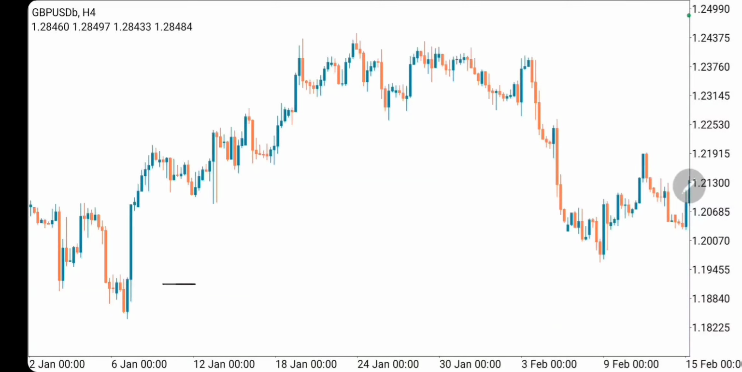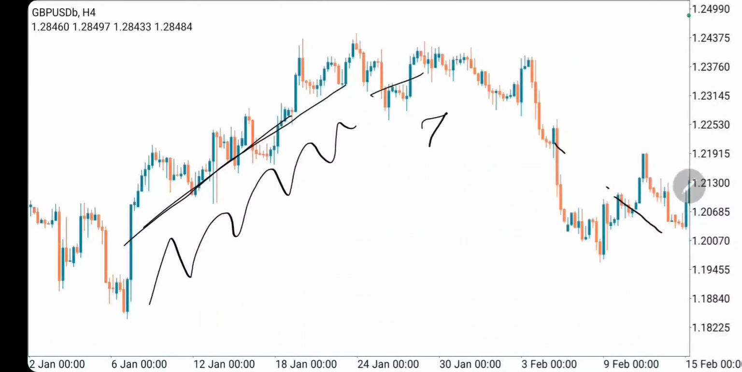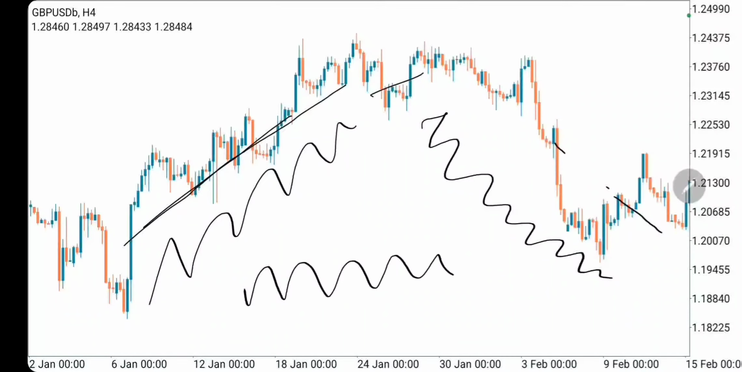Break of structure: the market does not move in a straight line. As you can see, this is not a straight line. The market moves in a zigzag manner. The market moves in this way, just like this. This is how the market moves.